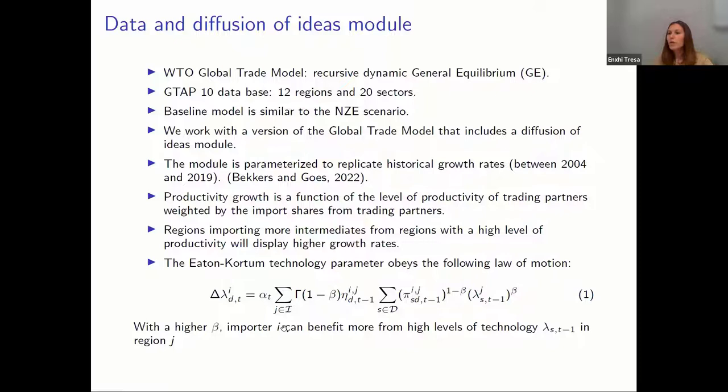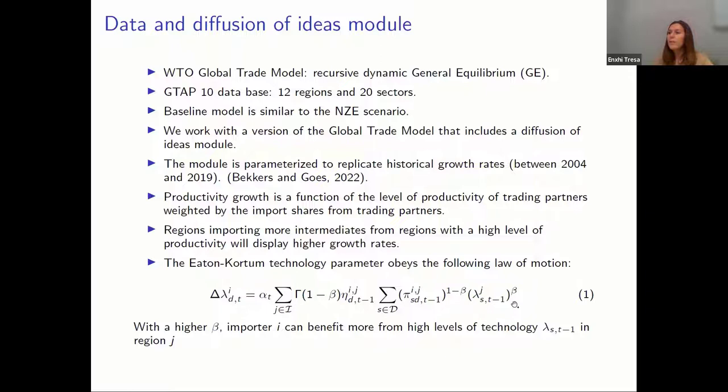So if delta lambda here is the difference in the productivity in the destination country, in the destination sector, it depends on the imports and on the productivity of the source countries, which are trade weighted, but also on these beta parameters, that is the strength of diffusion.